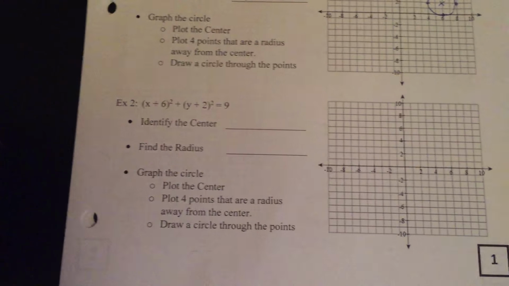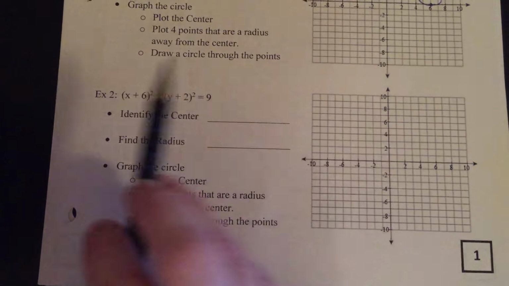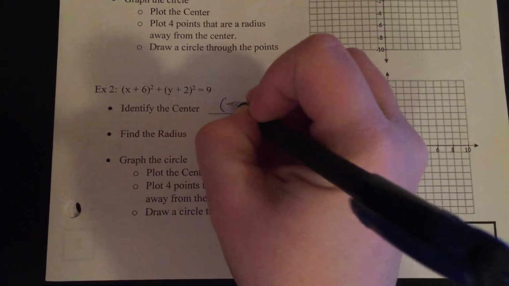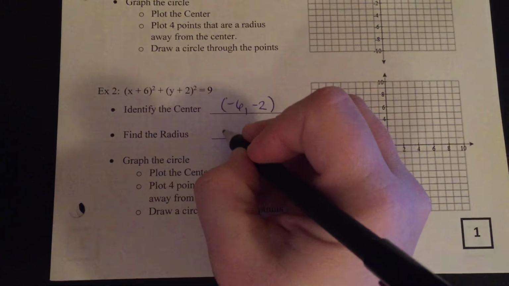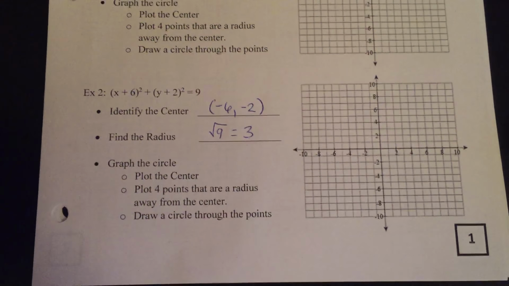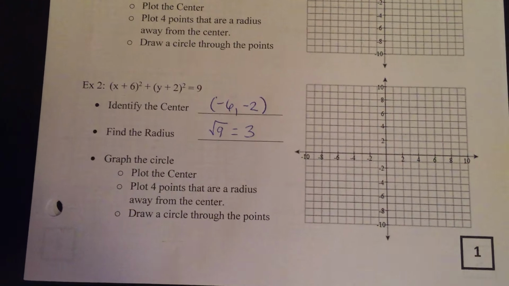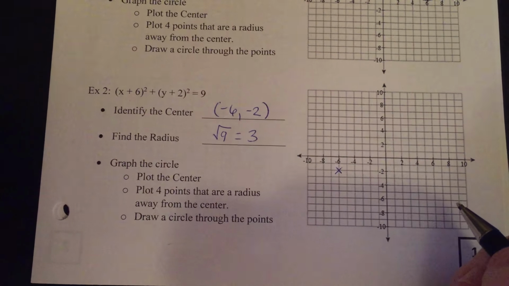Another example, if I look at this equation, the center would be negative 6, negative 2. So remember, our signs are going to change. Negative 6, negative 2. The radius is the square root of 9, which is 3. So to graph my circle, I'm going to plot a point at (-6, -2). X marks the spot for my center.